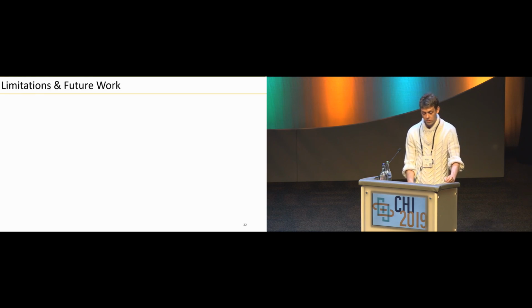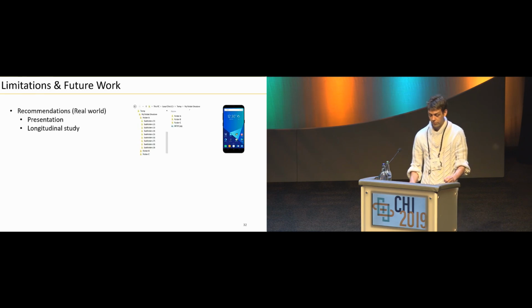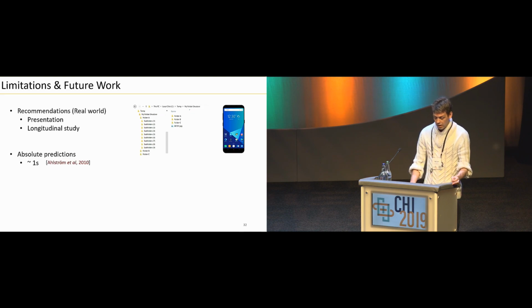So for limitations and future work, first, we need to look into these recommendations in the real world. How to present them first on an OS like Windows or Mac and on smartphone, and also how are they used and do they modify users' behavior in the long run. Also, our predictions are 1 second off compared to empirical selection times. So it might be a coincidence, but 1 second is like in previous work. So this offset might actually be reproducible, and then investigated.